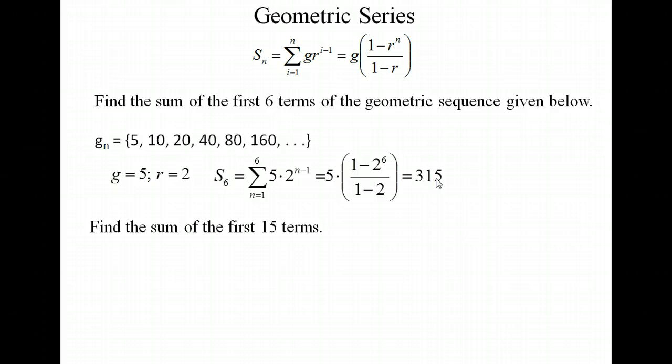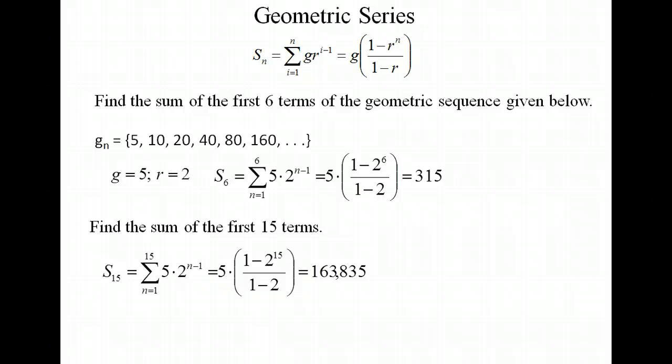Let's go ahead and find the sum of the first 15 terms. Okay, so we're going to replace 6 with 15, and now we have 163,835. Notice that this list of numbers is growing very fast.